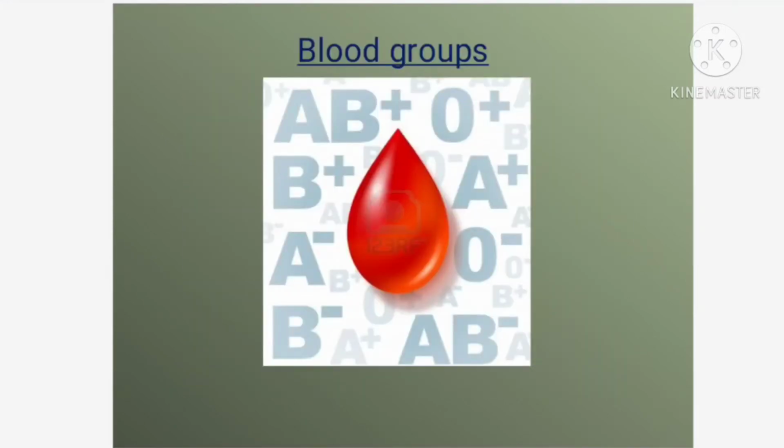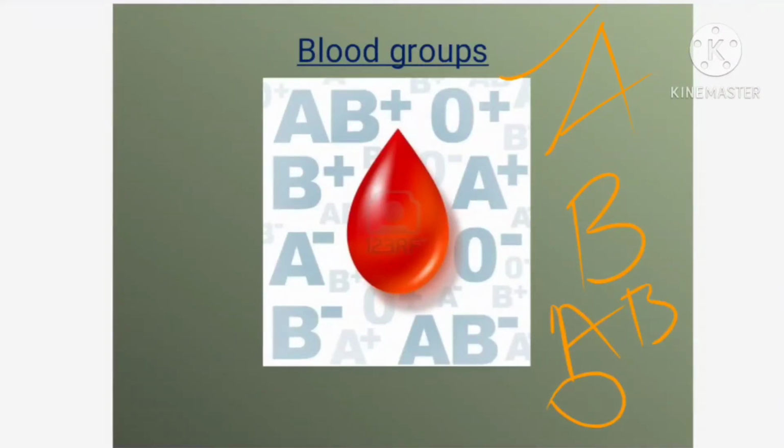Okay. Now, blood groups. Moving on to the next topic, that is blood groups. We will be learning how clotting of blood is taking place. Before that, blood groups. I can categorize the blood groups into 4 main types. One is A group, another one is B group, another one is AB group, and the last one is O group. So, how many groups are there? A, B, AB and O.